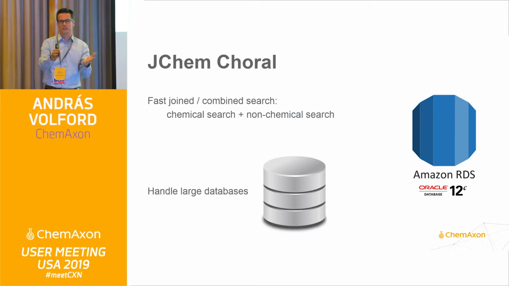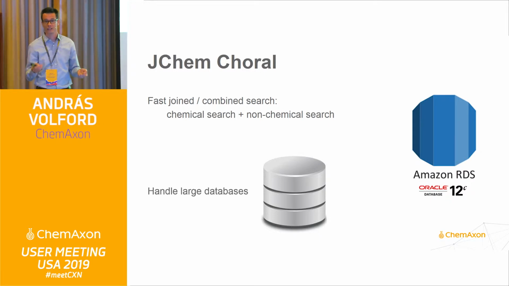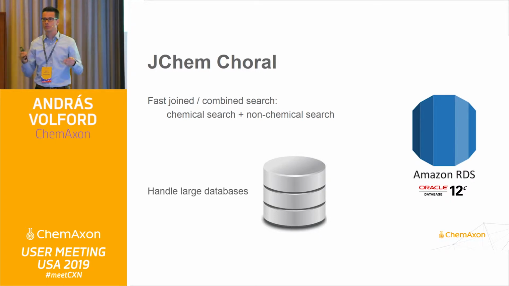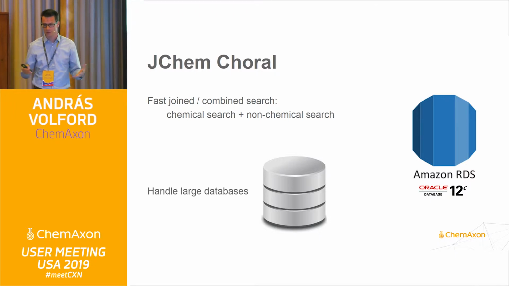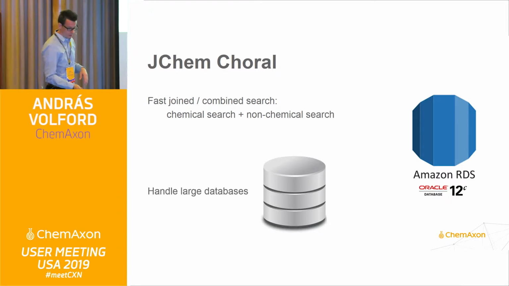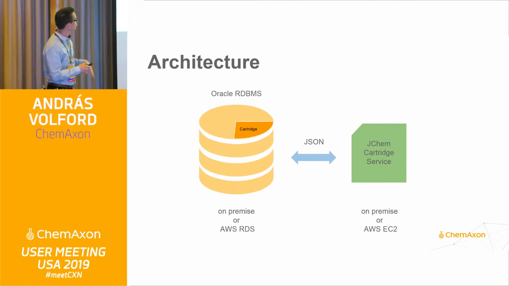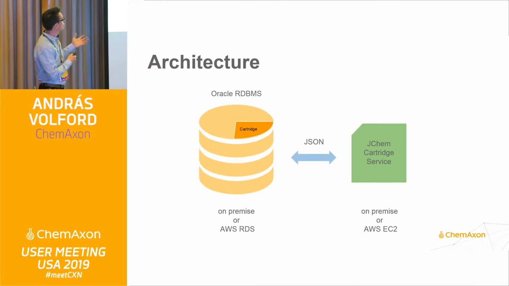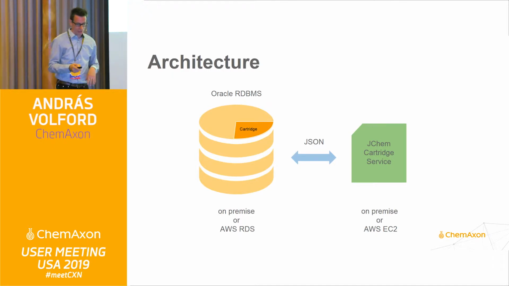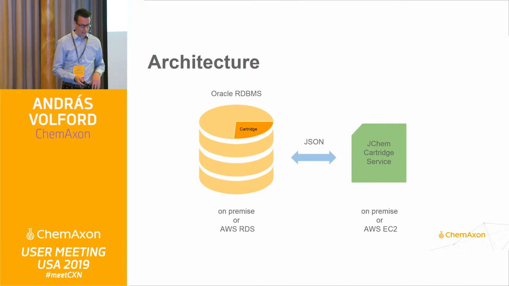Okay, then probably it's only interesting for you that Choral is running on an RDS. For the others, maybe it's important that the RDS system is managed and kept up with in Oracle, so it's a cost-effective solution. Okay, about the architecture, it's very similar to the previous one, the JChem Oracle cartridge. So Choral is similarly running as a separate service and communicating with the Oracle database. Because I'm running out of time, I don't want to speak more about this one.